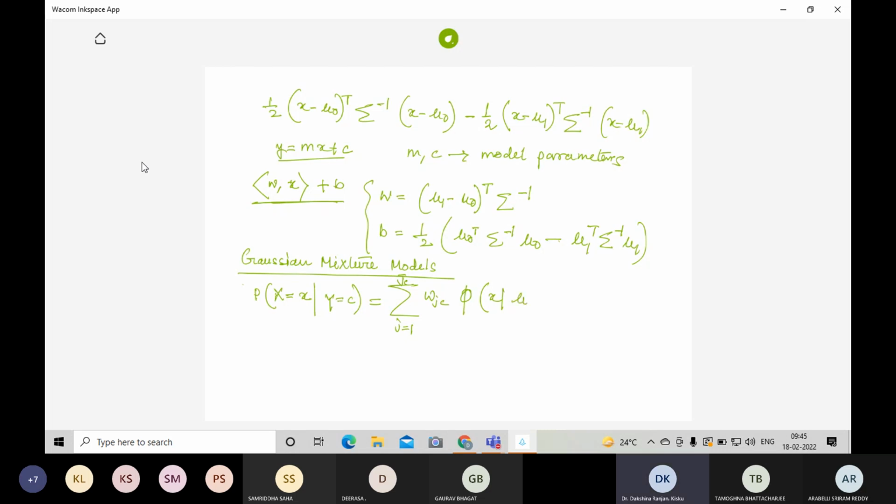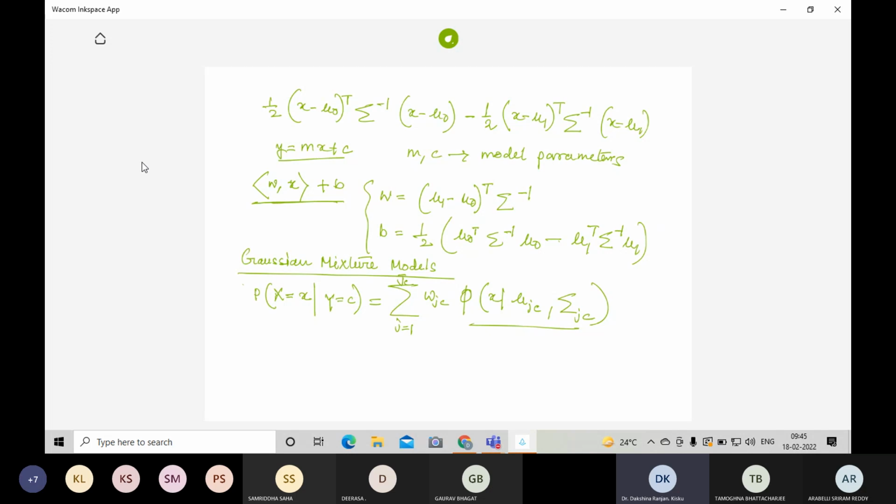This x is the feature vector which is parameterized by mu jc, sigma jc. So here phi of x, parameterized, is nothing but the equation of the Gaussian distribution. So this represents the Gaussian distribution. Now we get the summation over wjc multiplied by phi of x, parameterized by mean and covariance matrix sigma.